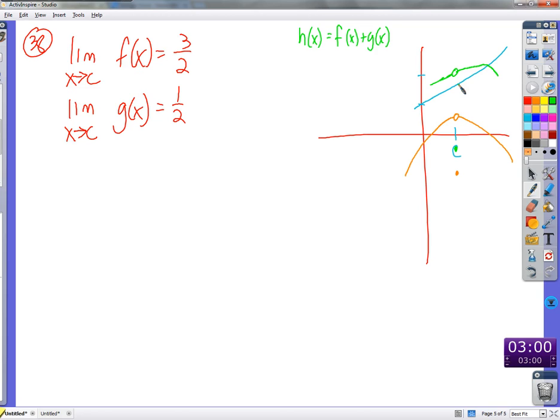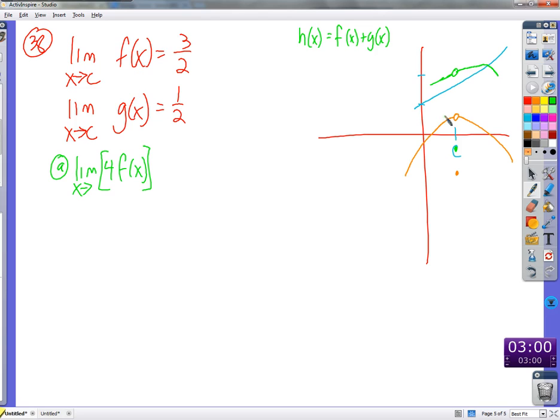And there are several other properties, like 38. Part A, the limit as x approaches c of 4 times f of x. Well, here's f of x, just an imagined possible graphical representation of f. And here's what we're doing. We're creating a new function that is 4 times bigger than f of x.